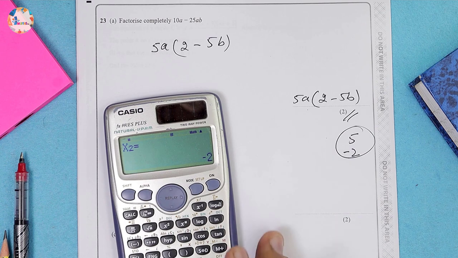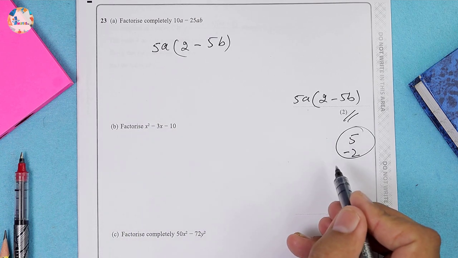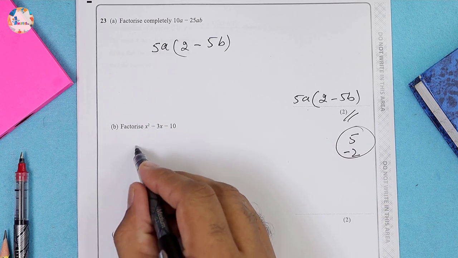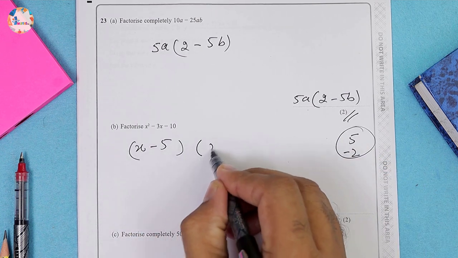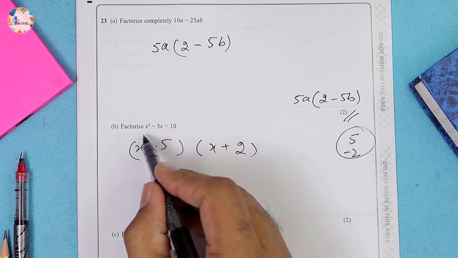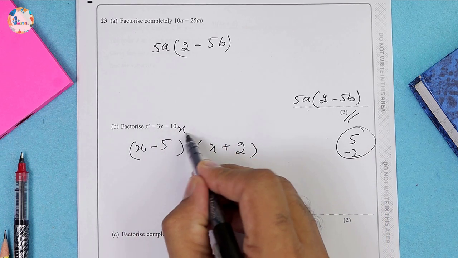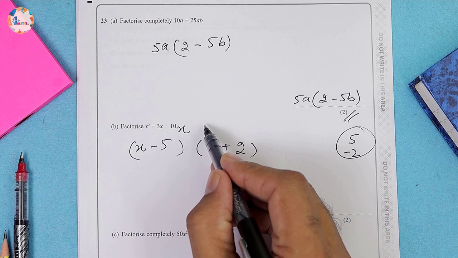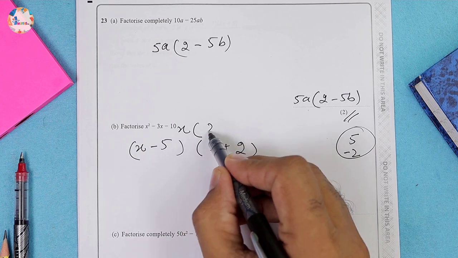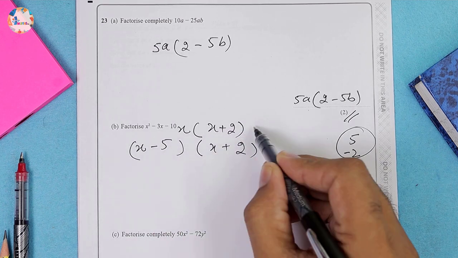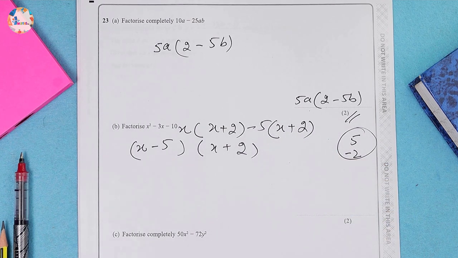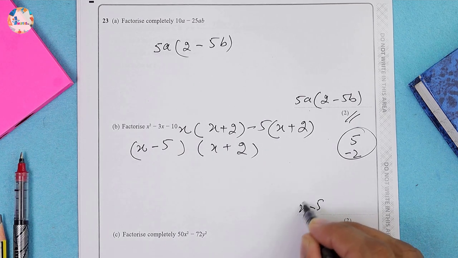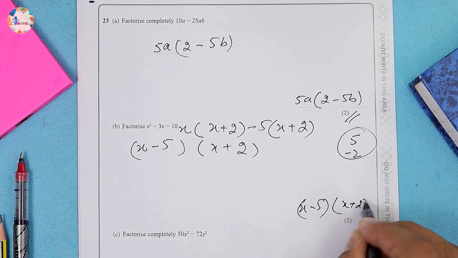Now we'll be using these values, and we can write this one as x, opposite sign, x minus 5, and this will be x plus 2. And we can write another step over here, this x we can write over here, and into this one x plus 2, and this sign minus 5 into x plus 2. That's all, these two steps are more than sufficient for this. And we can write here x minus 5 and x plus 2 over here.